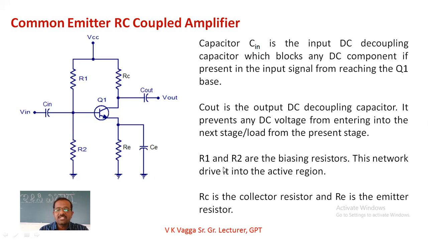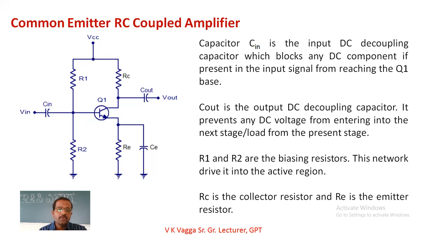So this network is going to drive it into the active region. R1 and R2 resistors are acting as the biasing resistors, and their values are used to maintain the BJT in the active region. I think you already know what is meant by the active region, the saturation region, and the cutoff region. It was explained in the previous classes.